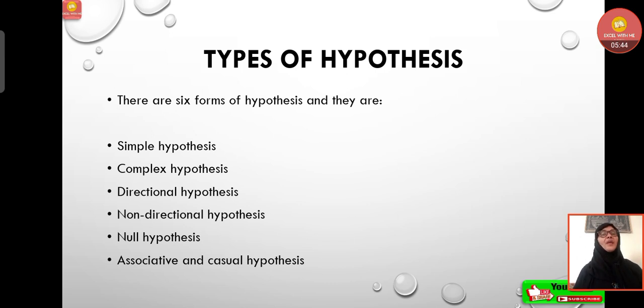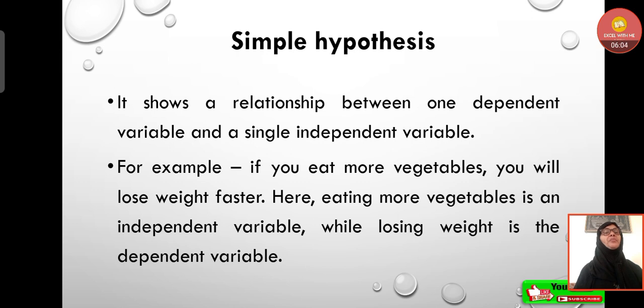Now, types of hypothesis, let's understand. There are 6 forms of hypothesis. They are simple hypothesis, complex hypothesis, directional hypothesis, non-directional hypothesis, null hypothesis, associative and causal hypothesis. Let's understand one by one. Now, simple hypothesis, it shows a relationship between one dependent variable and a single independent variable.